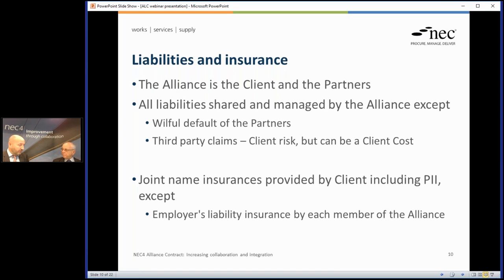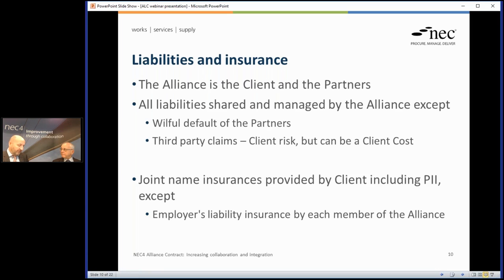And interestingly, we've also got professional indemnity insurance being provided by the client for all partners. And again, there's been some debate around that. Is that the appropriate way to go? And so again, very much through the consultation process, we're looking for feedback. Is that acceptable to the market? Is it, you know, the most beneficial, cost-effective way to proceed?